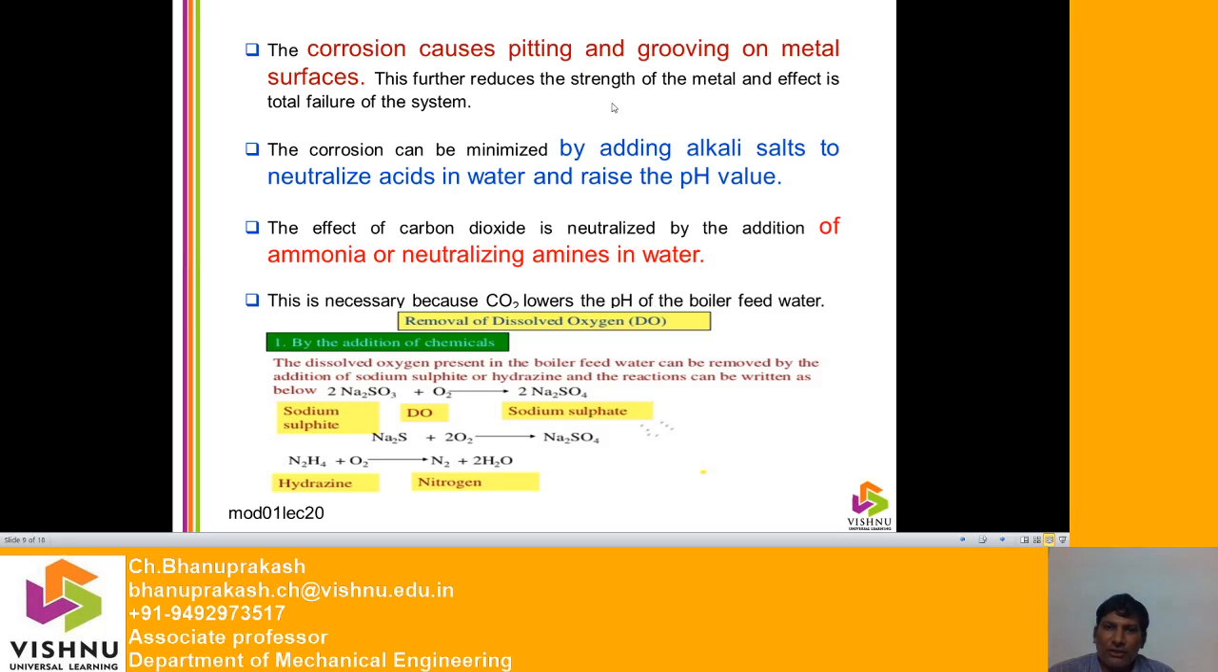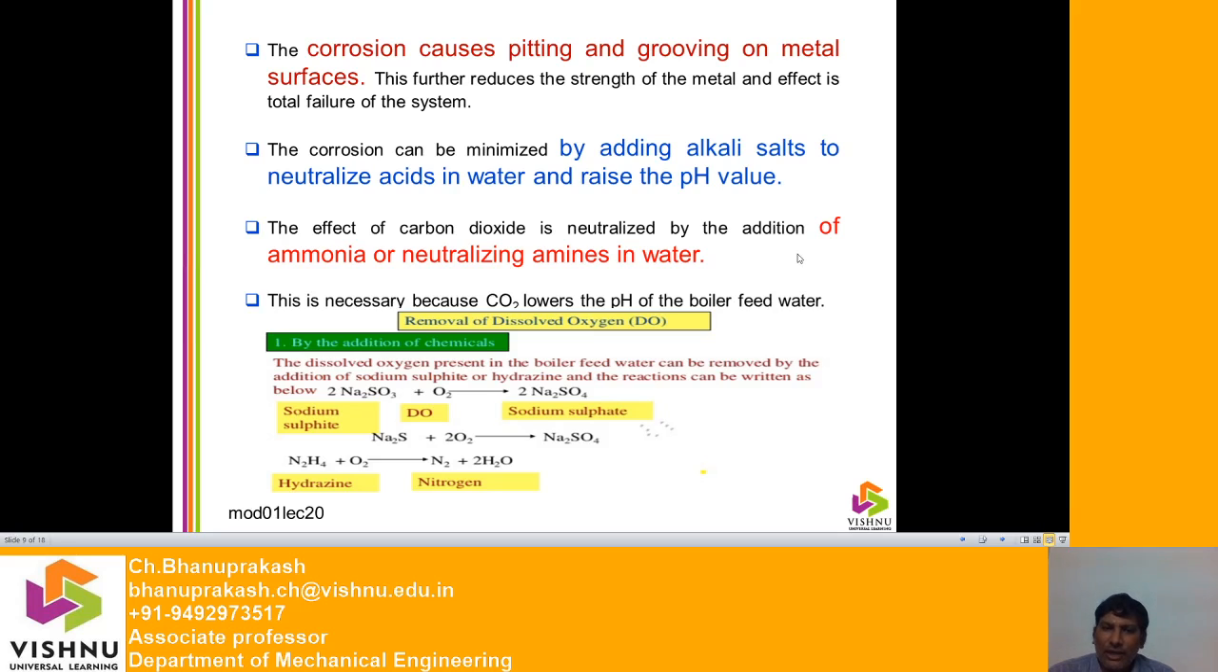This will further reduce the, what will finally happen? It reduces the strength of the metal and affects total failure of the system. You have to replace the entire boiler. So how can it be minimized? Corrosion can be minimized by adding alkali salts to neutralize acids in water and raise the pH value.